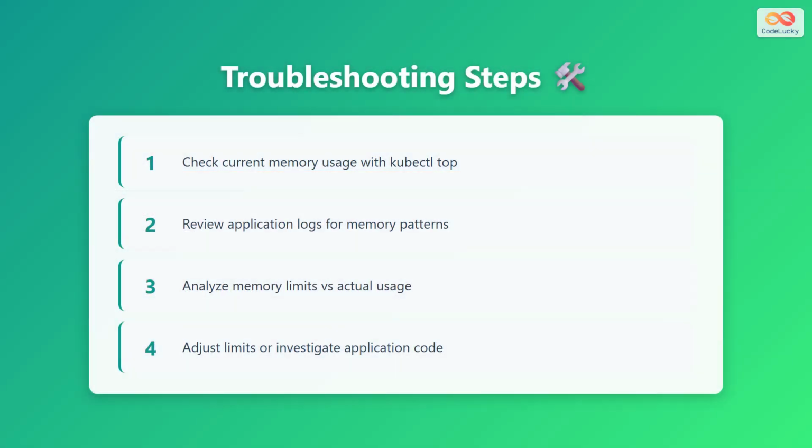When facing an OOMKilled error, follow these 4 troubleshooting steps. First, check your current memory usage using the kubectl top command to see how much memory your containers are actually consuming. Second, review your application logs to identify memory usage patterns and potential spikes. Third, analyze whether your memory limits align with your actual usage or if they're too restrictive. Finally, based on your findings, either adjust the memory limits to accommodate your workload or investigate your application code for memory leaks or inefficiencies. Systematic troubleshooting will help you identify the root cause quickly.